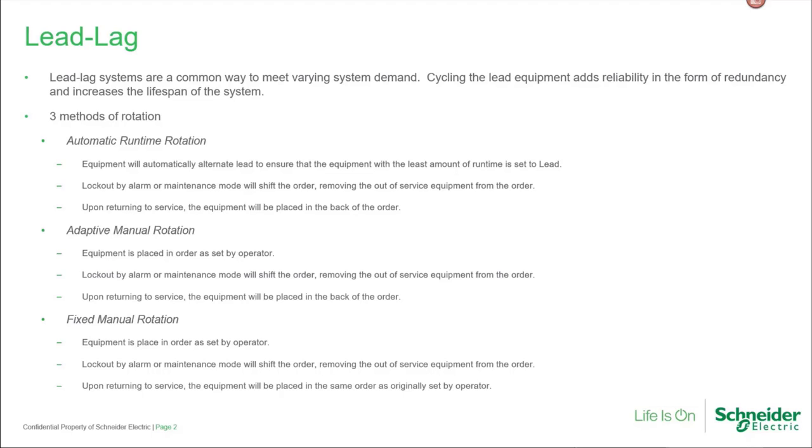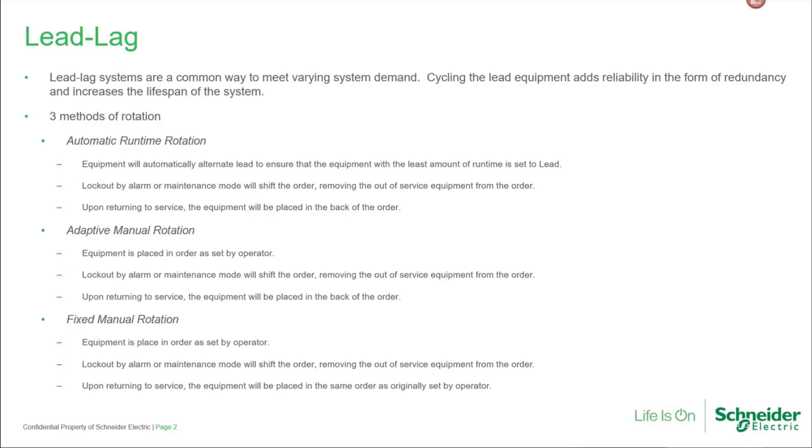Of course, there's always a manual rotation. There's always going to be a plant where the operators are going to say, I want to declare how I want my system to be, how I want the order to be. So we give you two versions. The first version we'll talk about is the adaptive manual rotation. And in this rotation, the operator can set the initial order of chillers. And the exceptions there with the lockouts and overrides, those still come into play.